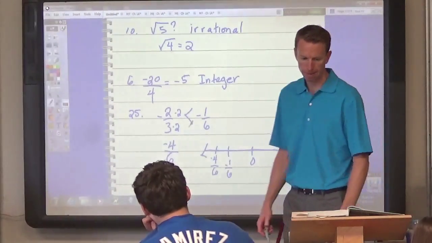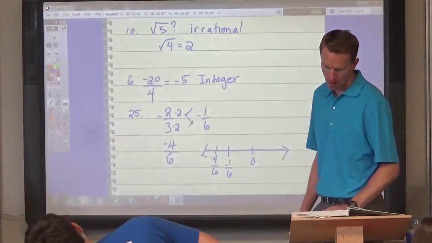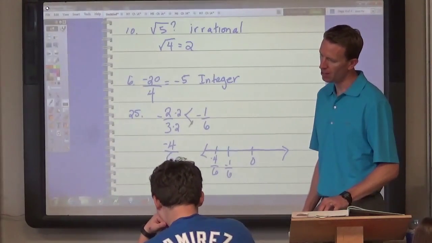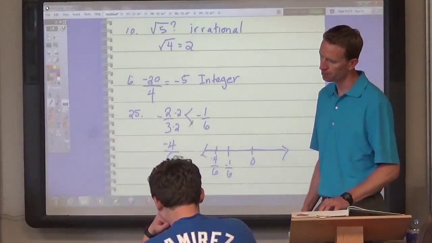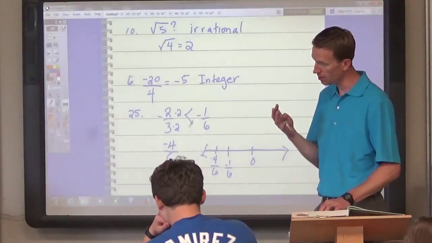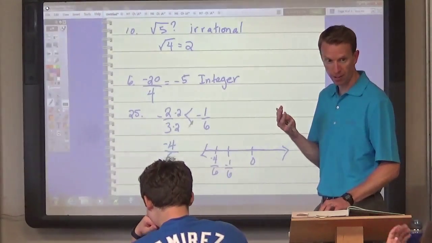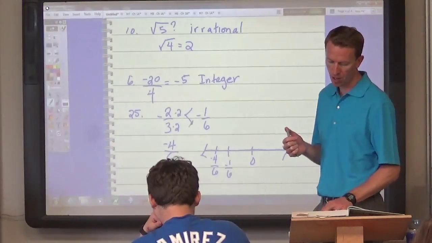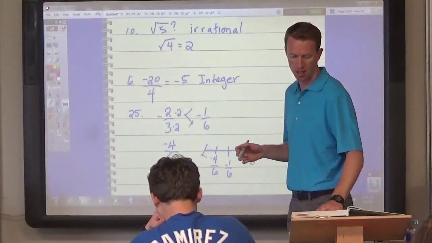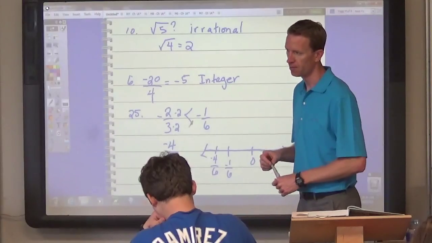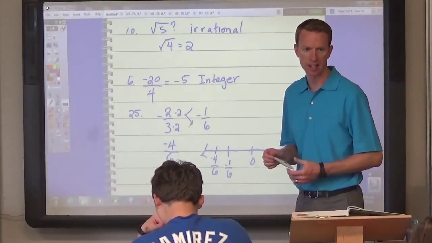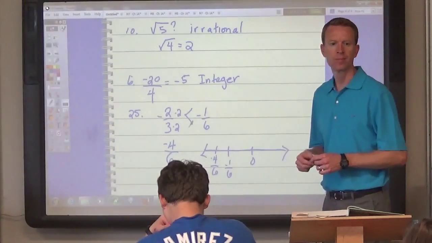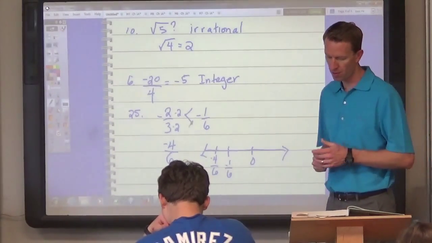How about number 34? What is the absolute value of 4? It's just 4, isn't it? Because it's 4 spaces from 0. How about the absolute value of negative 9? 9. It's 9, isn't it? Why? What does that 9 mean? 9 spaces from 0. 9 spaces from 0, yeah.